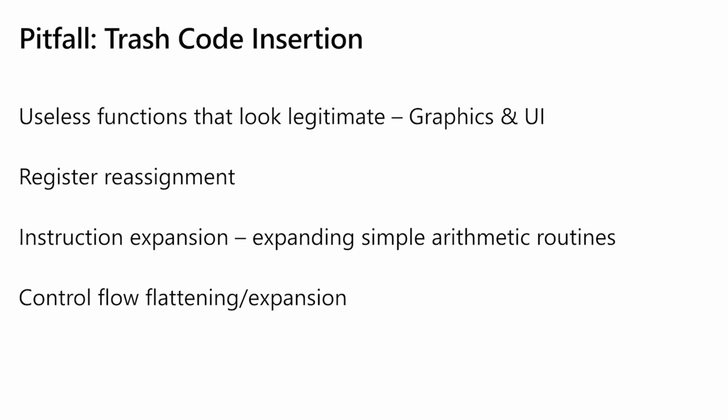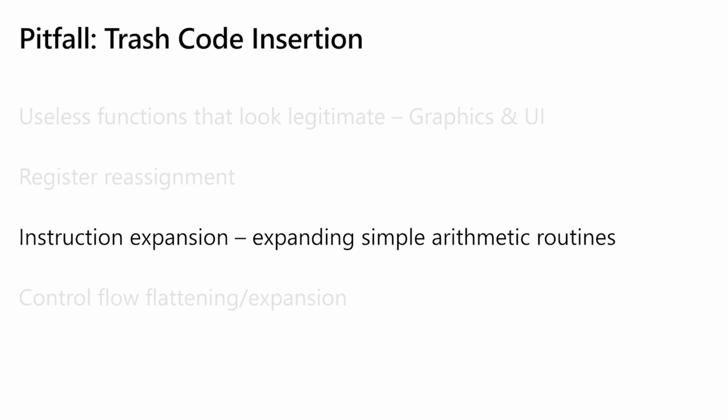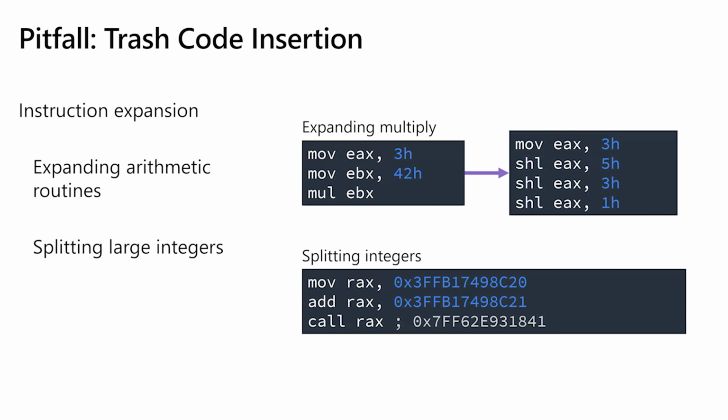All right, instruction expansion. This one I find really fun. This is what LLVM obfuscator does. Basically it's expanding certain arithmetic routines. For example, here it's expanding multiply into multiple different instructions. So you have this weird, obscure way of just trying to do a multiply.